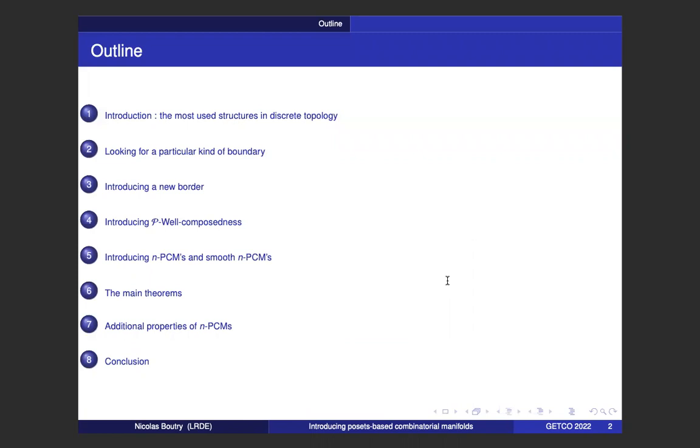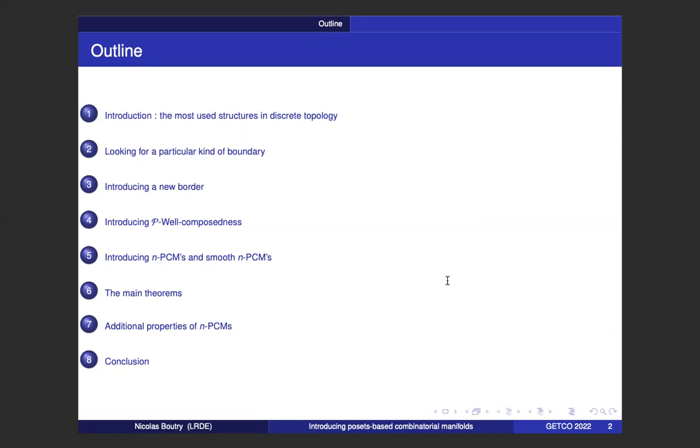I will start with the introduction of the most used structures in discrete topology that we know. Then I will follow with the open question, which is if we look for a particular boundary which is discrete and at the same time does not depend on the ambient space, what can we do? I will propose a solution which I call border. We will see that there is a relation between this tool, this border, and what we call P-well-composedness and Recursive, which comes from mathematical morphology.